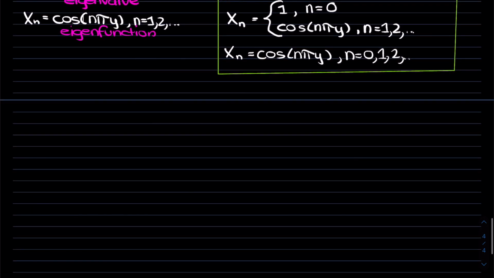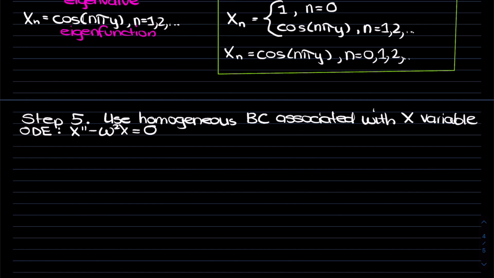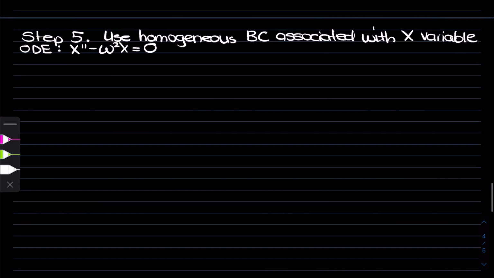So if we go to step 5, we now use the homogeneous boundary condition associated with the x variable. So we're going to use the ODE, our X double prime minus lambda squared X equals 0 now. And again, we need to consider the cases when lambda equals 0 and lambda greater than 0.